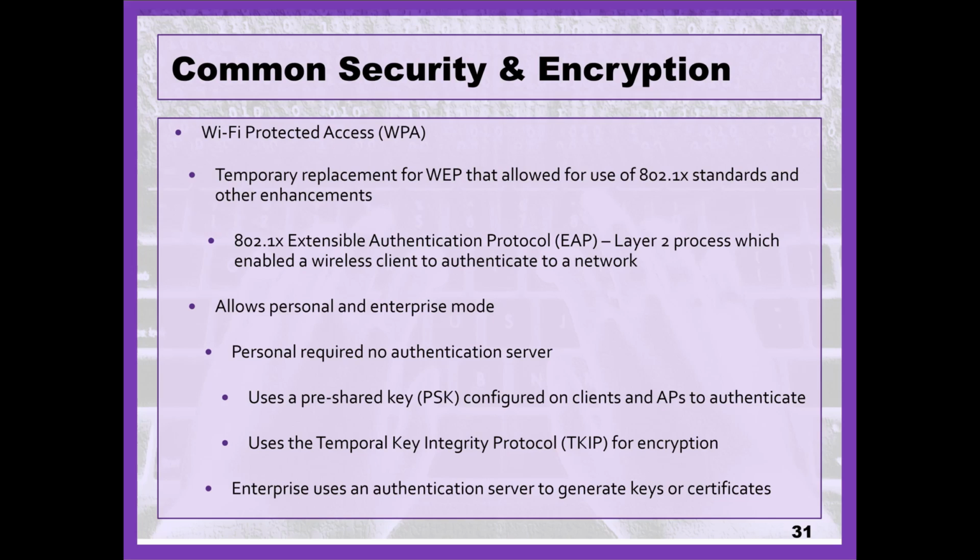The solution operates in two modes, personal and enterprise. Personal mode was designed for small office, home office uses and works by creating a pre-shared key for authentication. This key must be configured on each client and access point, but no authentication server is needed. It also used TKIP for encryption. TKIP was very similar to RC4, but was much longer. However, it also generated different keys and base keys each time.